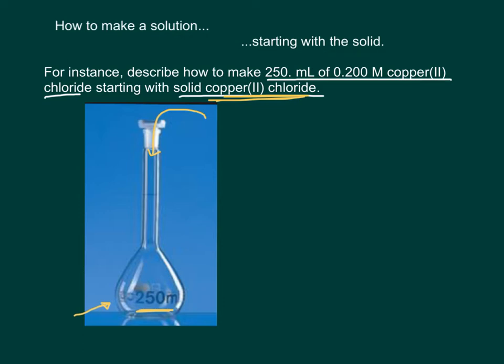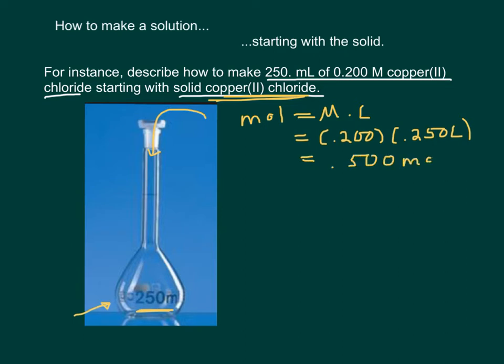Alright, so remember that molarity is moles over liters, or moles is molarity times liters. So we want 0.2 molar, and remember we've got to change it to liters, so 0.25 liters. Alright, so what we want is 0.05 moles of the solid. But of course you can't measure things out in moles, so we're going to change that to grams.